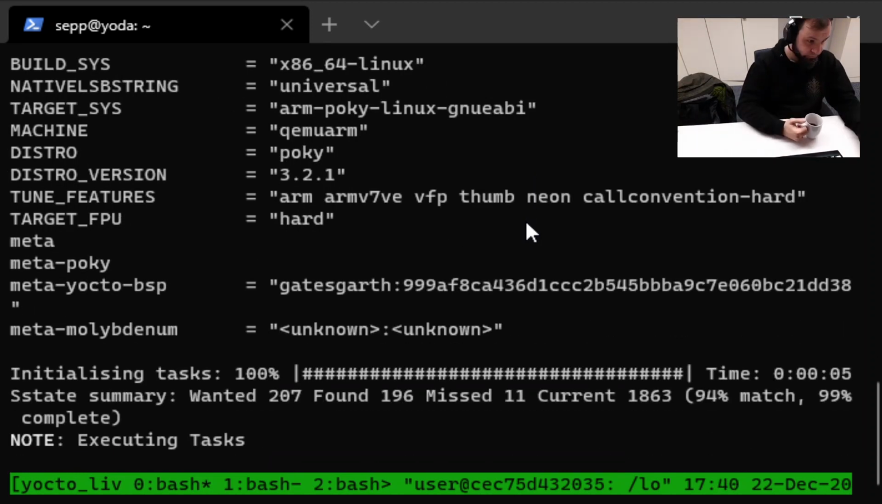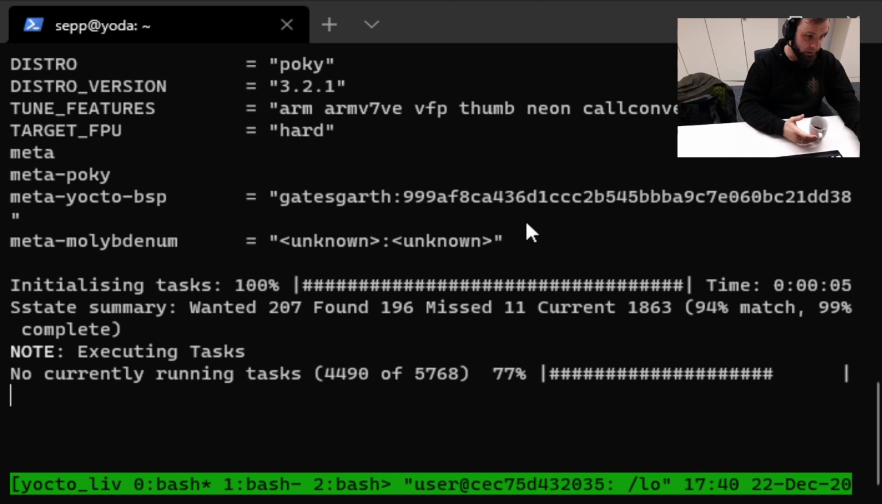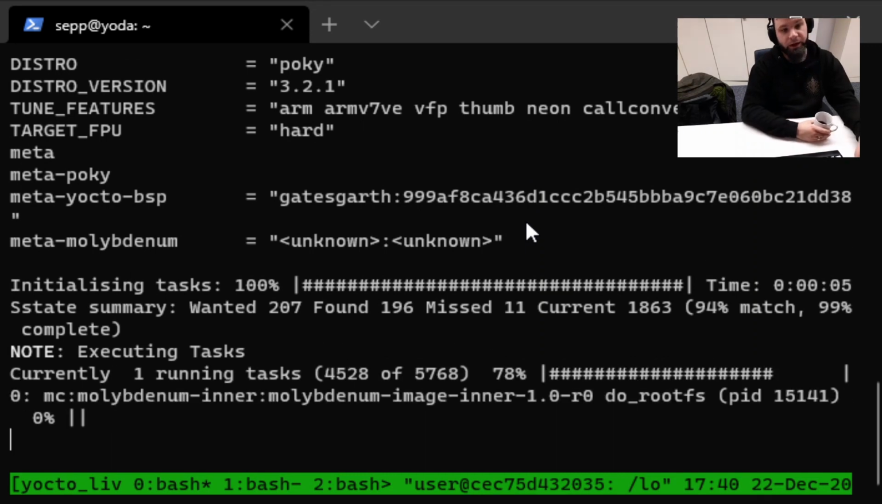Robert says that BusyBox can tar, okay. That sounds promising. Molybdenum inner. Could that be already at molybdenum inner rootfs? Was BC built already? Maybe it was in S stage from yesterday's session.